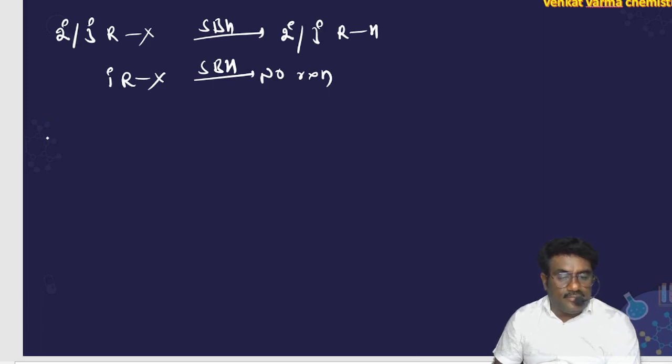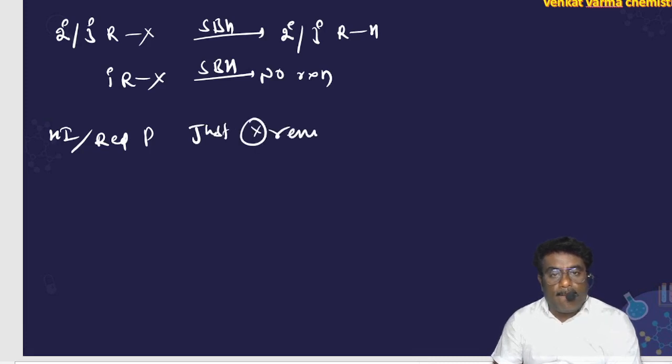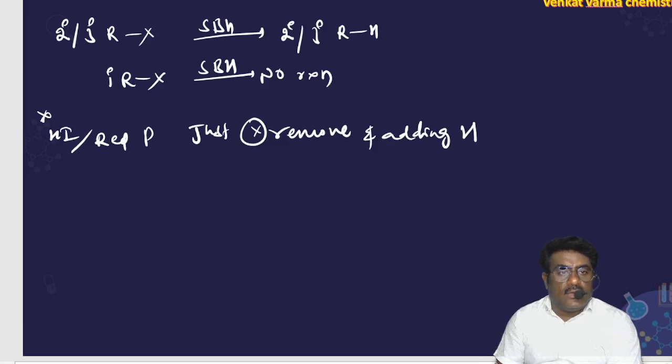If we use hydrogen iodide and red phosphorus, just X is removed, X stands for halide, the halide is removed and hydrogen is added.